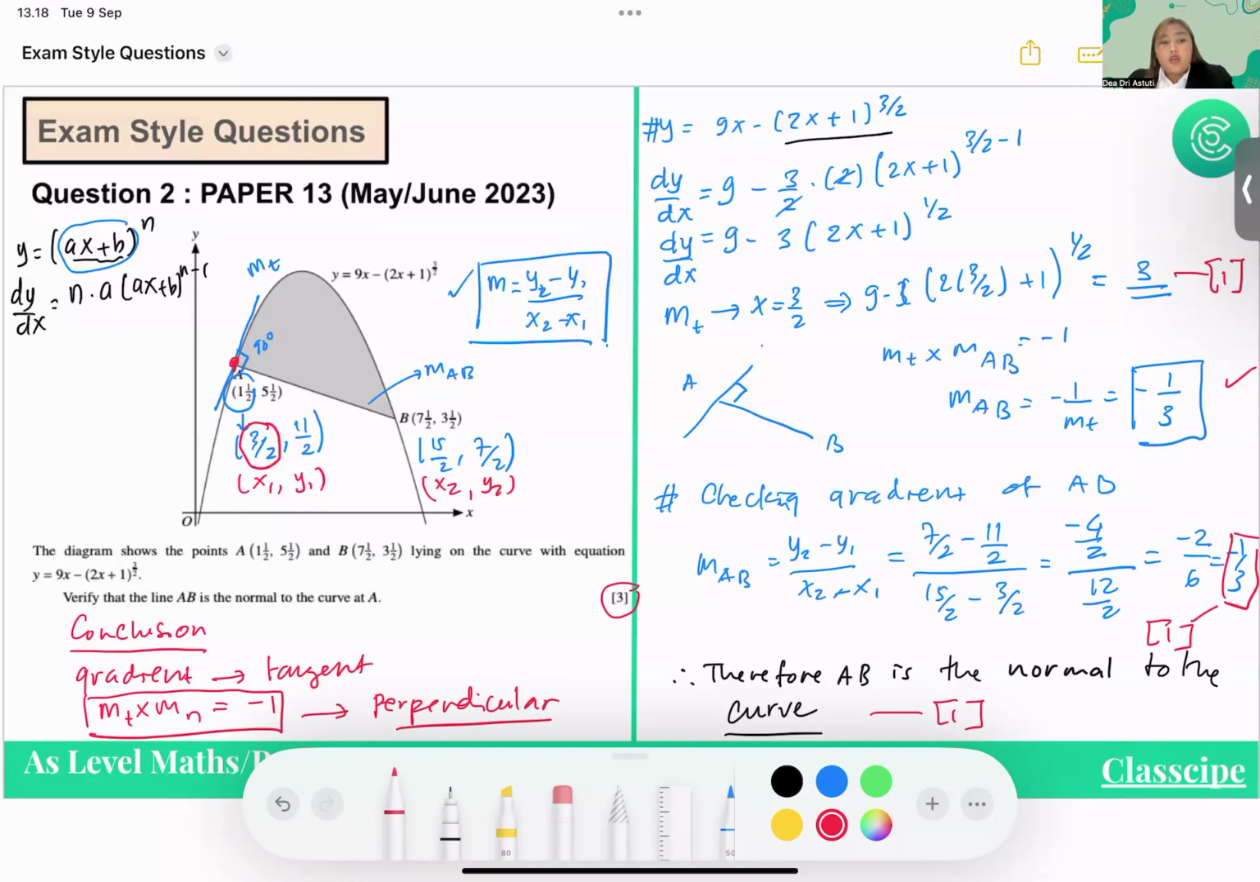I think that's it for this question. Hopefully you can understand it very well. Look at the strategy, how to solve it. You might have another way, but you have to mention your steps in a very good way so that the examiner can see your correct answer.